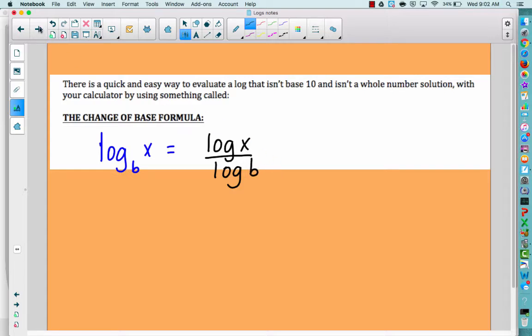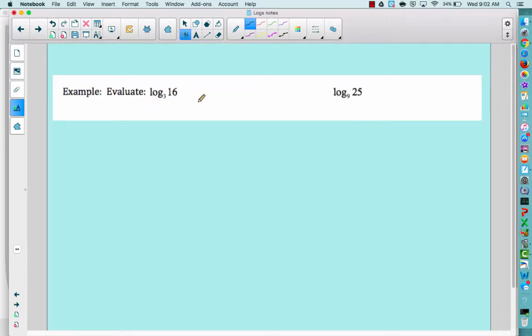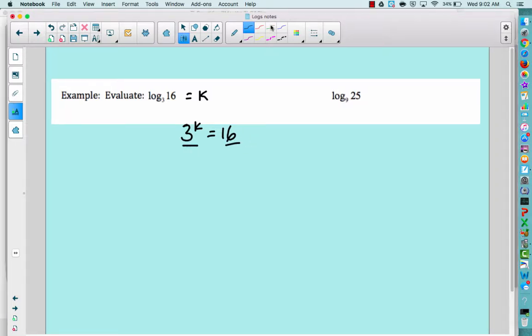Okay, so here's an example. I want to evaluate log base 3 of 16. Well, I know that if I set it equal to k, I get 3 to the k equals 16. I can't turn these into the same bases. So I can go through that process I just did to solve it, or I can say, let me just use the change of base and evaluate it with my calculator. So I can do log 16 over log 3. So log 16, grab the calculator, divided by log 3, you get 2.5.